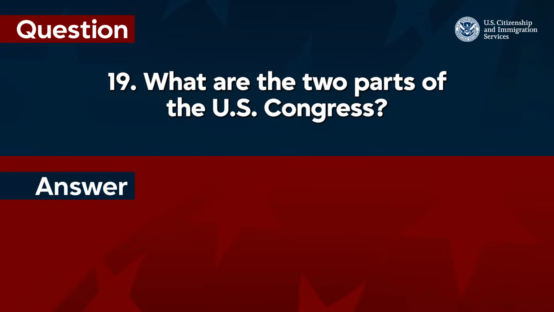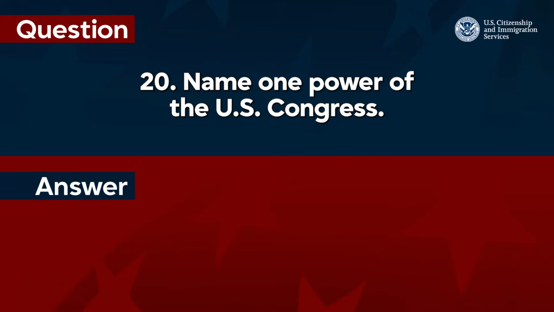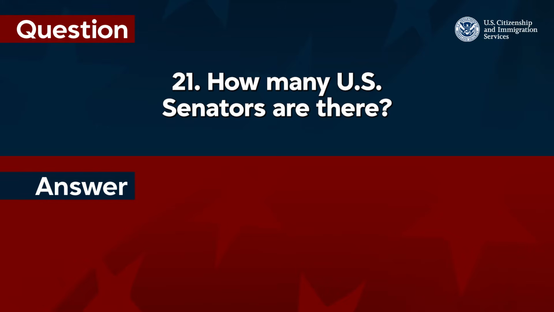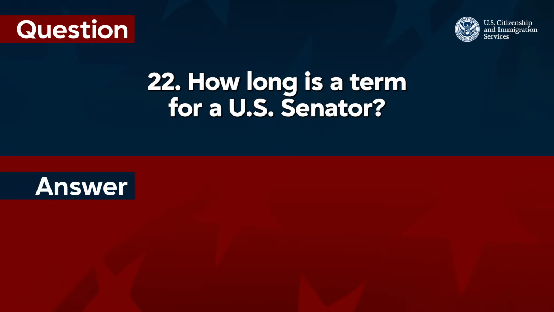What are the two parts of the U.S. Congress? Senate and House of Representatives. Name one power of the U.S. Congress. Writes laws. How many U.S. senators are there? 100. How long is a term for a U.S. senator? 6 years.